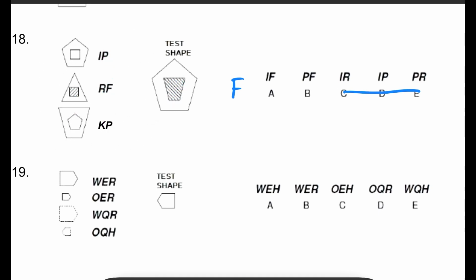So now we've got to decide whether the first letter will be an I or a P. So the first letter must determine what the bigger shape is, because all these three have a different first letter and all these three outside shapes are different. So the outside shape here is a pentagon, same as this one. So the first letter here is an I, the first letter here will be an I. IF, so the answer is A.